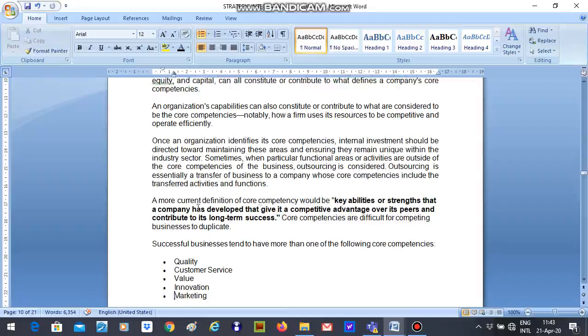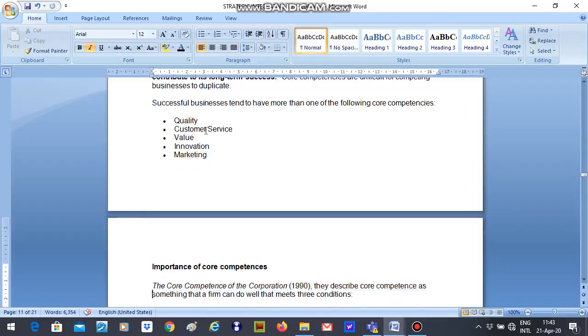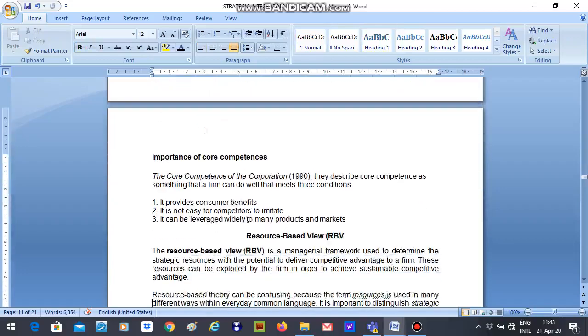So it says a more current definition of core competence would be key abilities or strength that a company has developed that gives it a competitive advantage over its peers and contributes to its long-term success. So things that you have come up with, it's an advantage over your competitors because they cannot emulate you. They cannot do what you are doing. They may try, but not exactly. And that can sell you. It can also be your brand. Now we look at successful businesses tend to have more than one of the following competencies: quality, customer service, value, innovation, marketing. All these are core competencies that you can use.